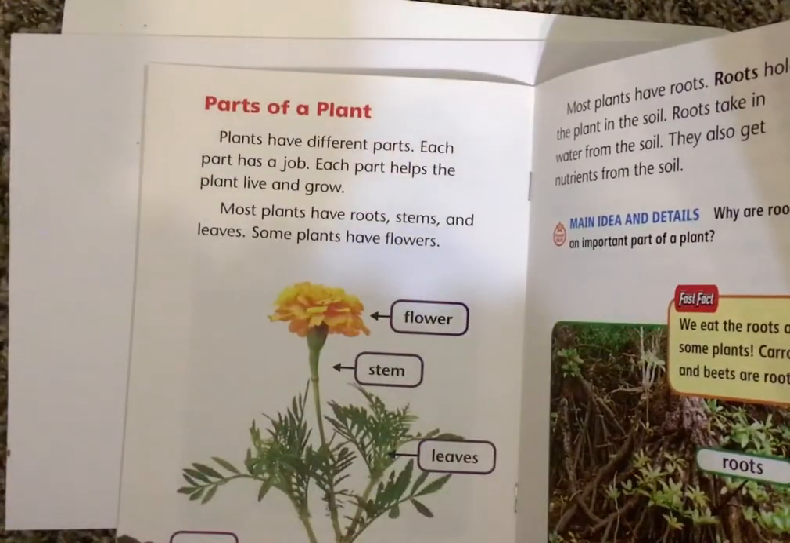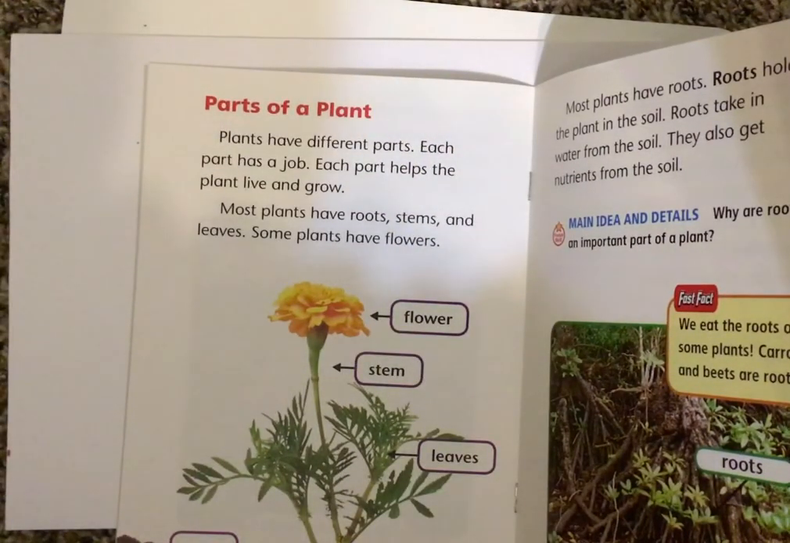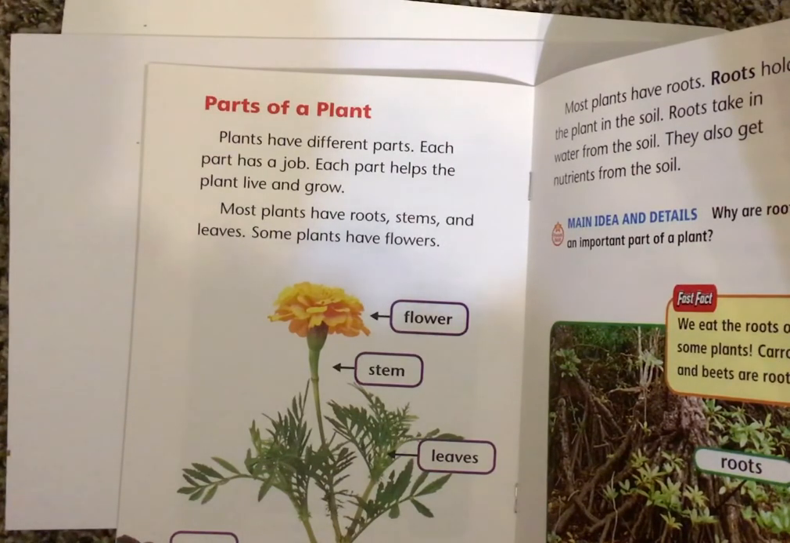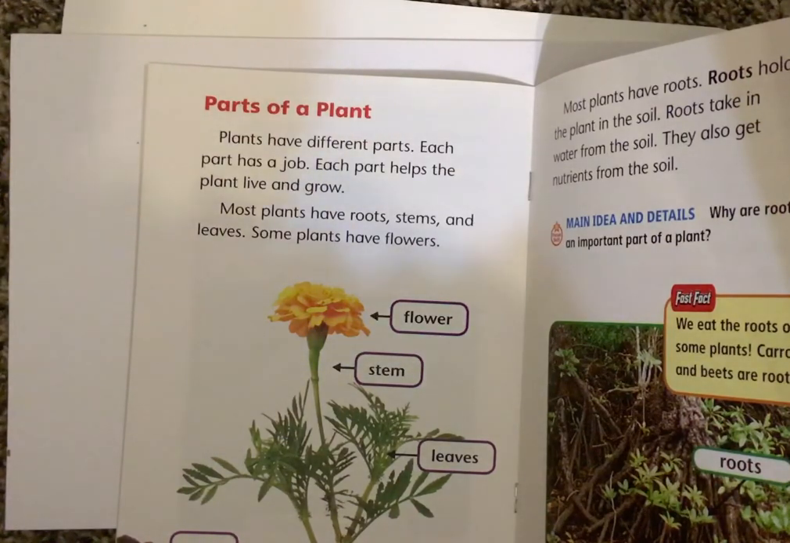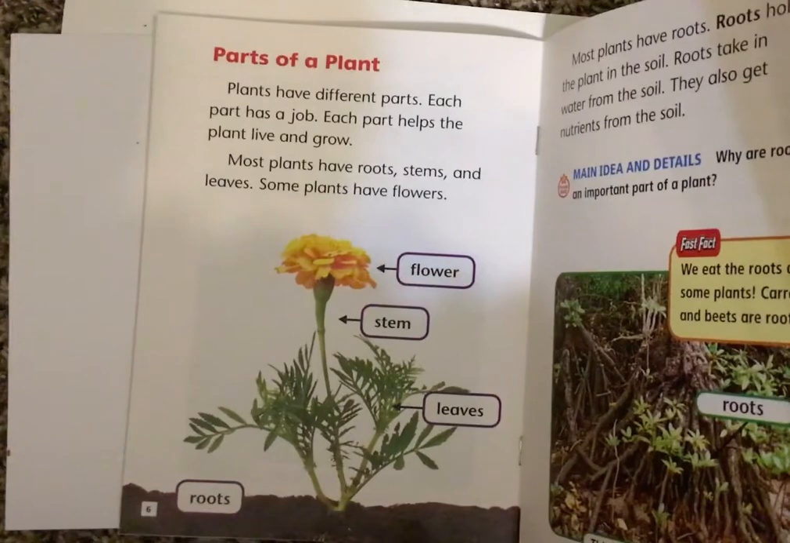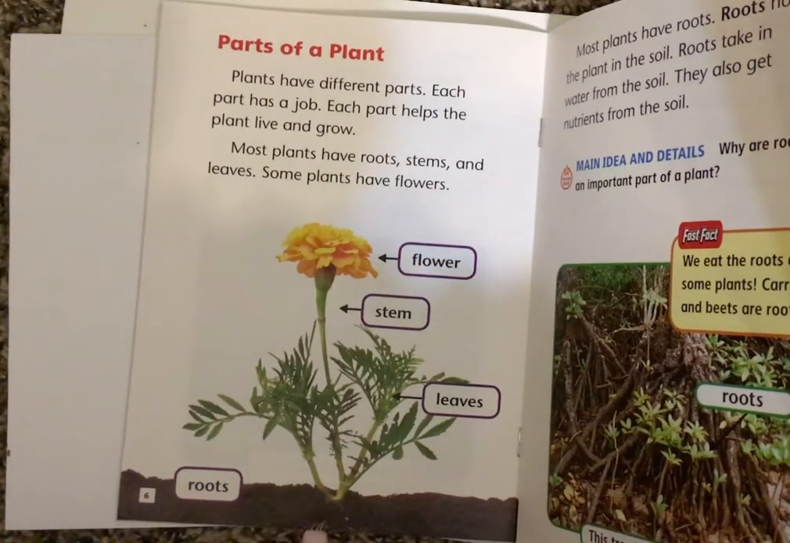Parts of a plant. Plants have different parts. Each part has a job. Each part helps a plant to live and grow. Most plants have roots, stems, leaves. Some plants have flowers. So if we look at this diagram, we know that the roots are down underneath the soil. It's pointed to these little white looking roots down here.